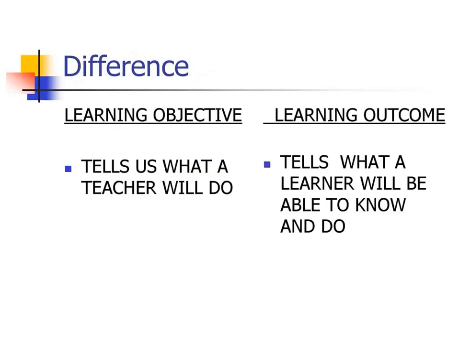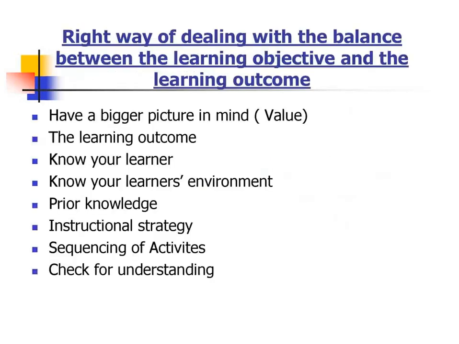Learning outcomes tell what a learner will be able to know and do. The difference between a learning objective and a learning outcome is that learning objectives tell us what a teacher will do, whereas a learning outcome tells what a learner will be able to know and do. A right way of dealing with the balance between learning objective and learning outcome: have a bigger picture in mind, that is the value. The learning outcome, know your learner, know your learning environment, the prior knowledge, instructional strategy, sequencing of activities, and check for understanding.